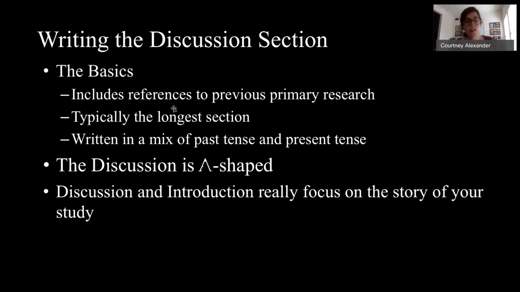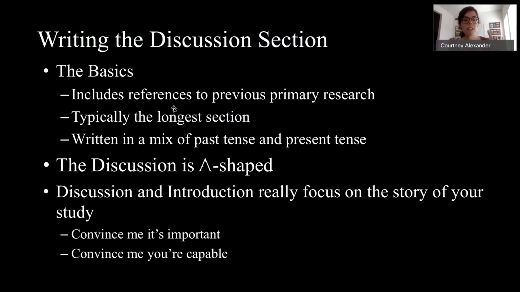The discussion and the introduction are really where you focus on the story of your study. Writing a paper is not just saying, this is what happened, but instead you're telling a narrative. You're giving people a reason why they should read this paper, why your research is important, why they should fund your research. All of that needs to come through, mainly, again, in your discussion. You want to convince me that this is important, and you also want to convince me that you're capable, that you did these experiments well, and that we should trust the data and trust the results.